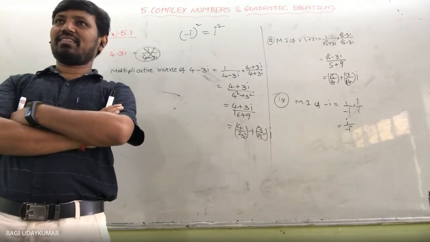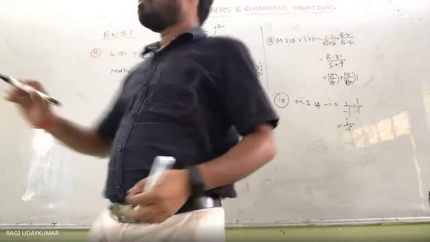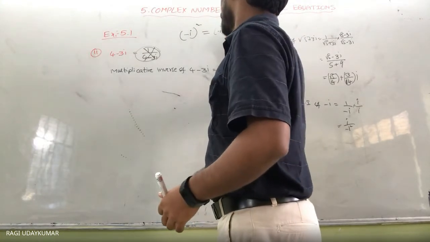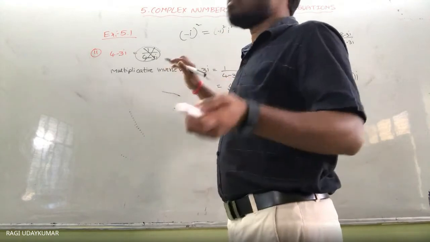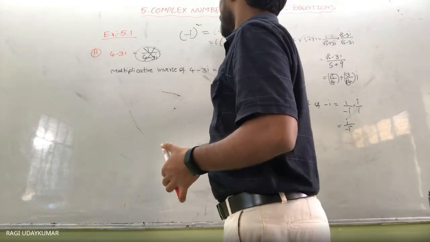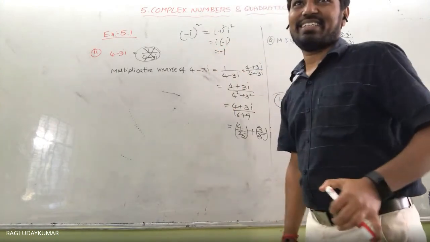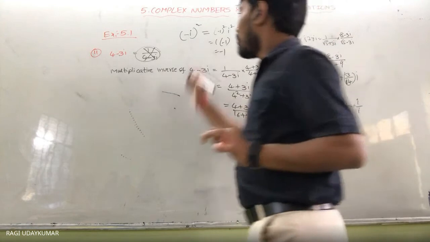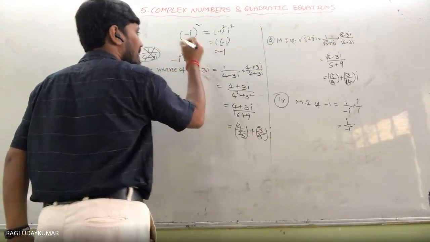I square. Isn't it? Because what is meant by this? Minus i whole square is nothing but minus 1 square times i square. Minus 1 square is plus 1, and i square is minus 1. So minus i whole square is minus 1. This is the simple thing.